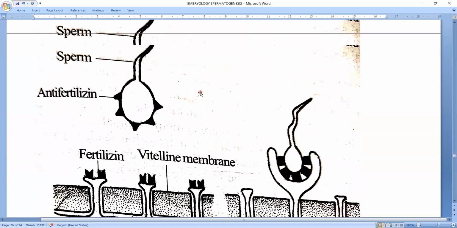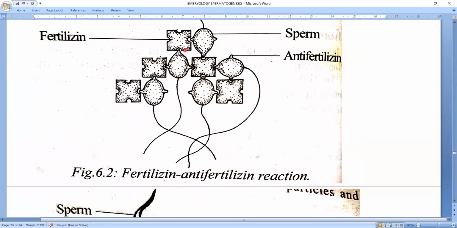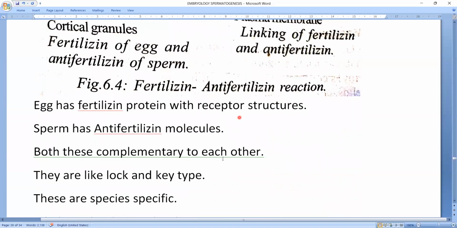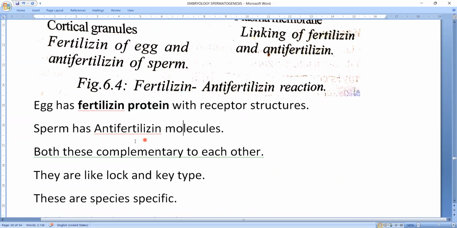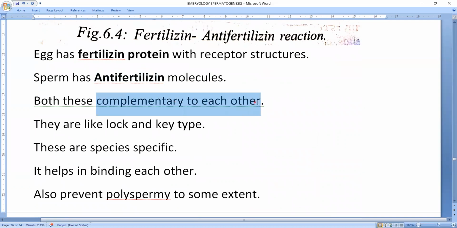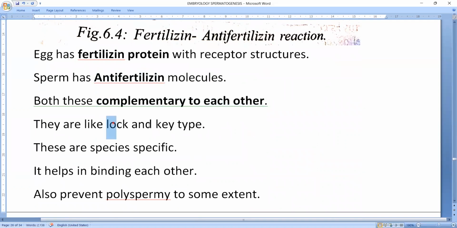Another one is these fertilizers are released by the egg, and with that they attract the sperms. So these are the two features of the fertilizing and anti-fertilizing, and they are like lock and key type of structures, fertilizing and anti-fertilizers. Egg has fertilizing protein, which is a glycoprotein with the receptor structures. Sperm has anti-fertilizing molecules. So both are complementary to each other. They are like lock and key type. So these are species specific.